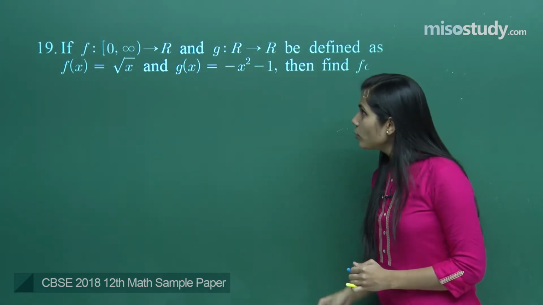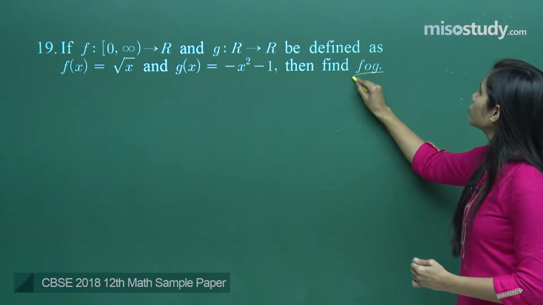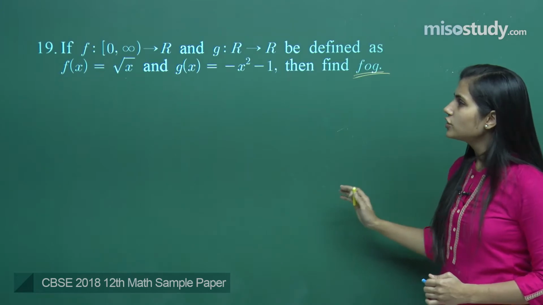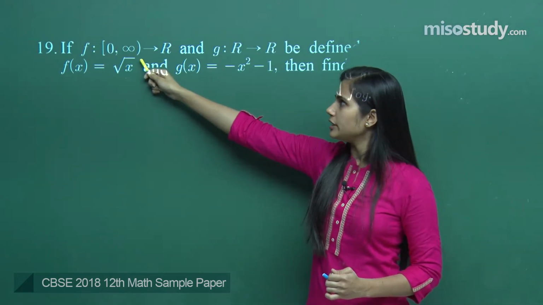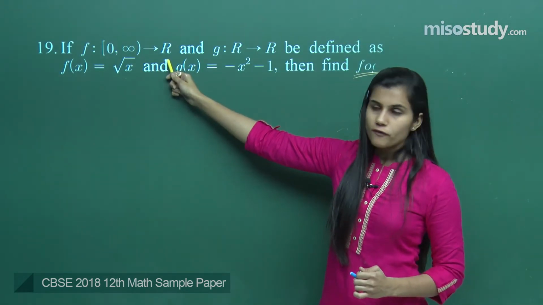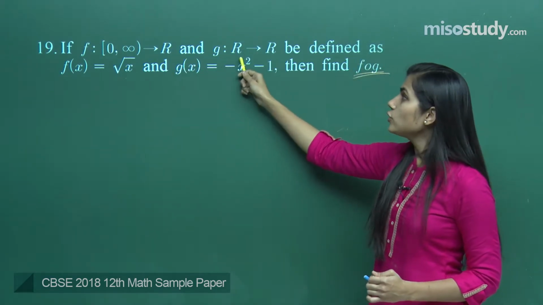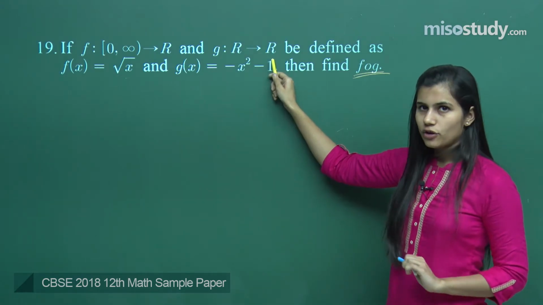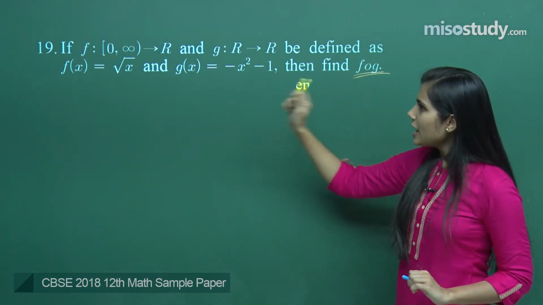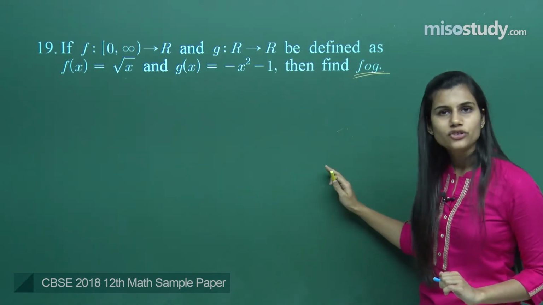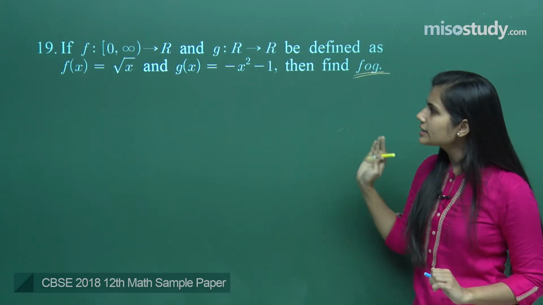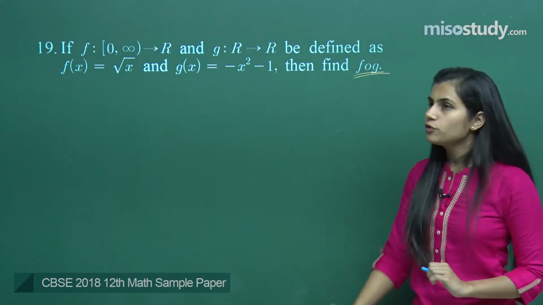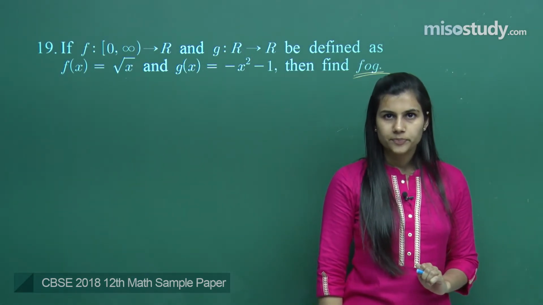Okay, the 19th question is talking about composition of two functions. It's saying f is a function with domain (0, infinity) and codomain the collection of all reals. g has domain the collection of all reals and codomain again the collection of all reals, such that f is given by the definition root x, and g is given by the definition minus x squared minus 1. You have to find fog.